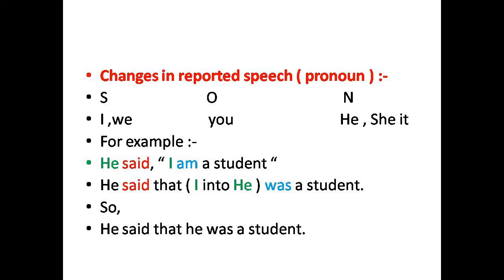If in the reported speech there is first person I, we, this changes with the subject of the reporting speech. If in the reported speech there is second person you, this changes with the object of the reporting speech. If he, she, it are in the reported speech, in any condition, subjective or objective, there is no change.